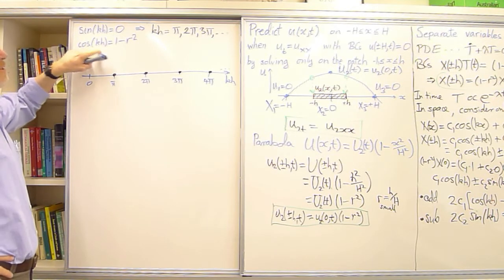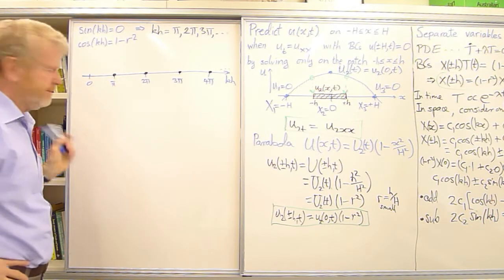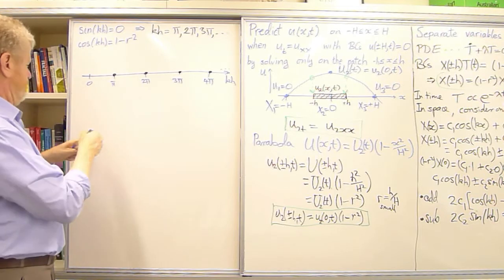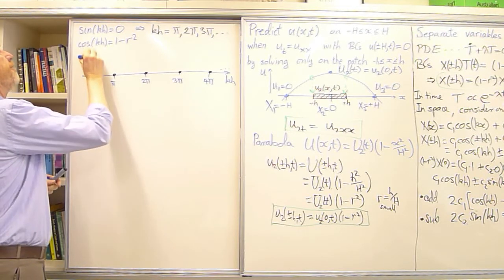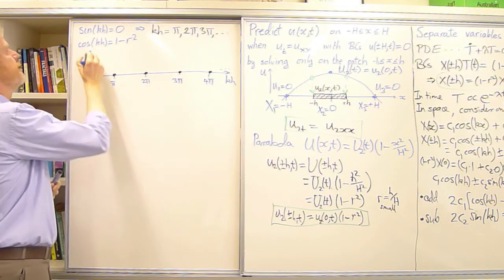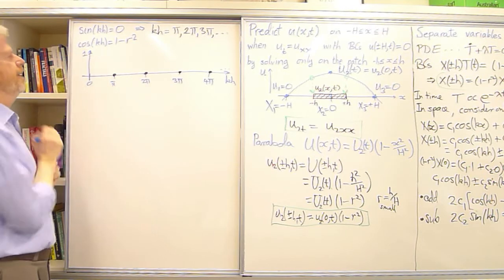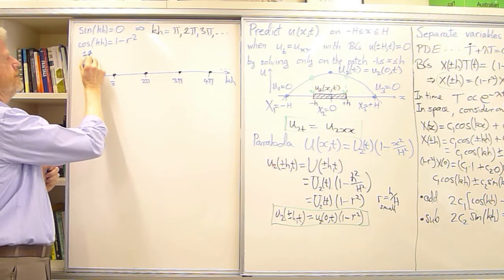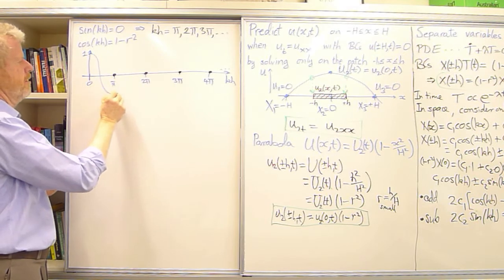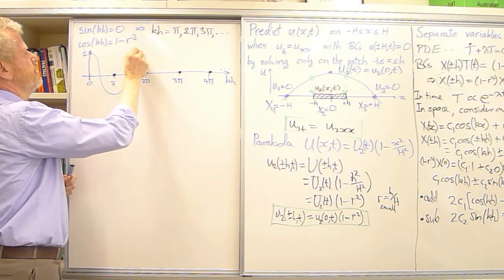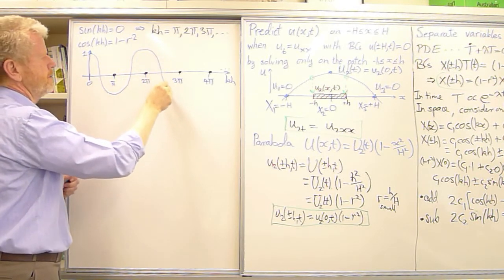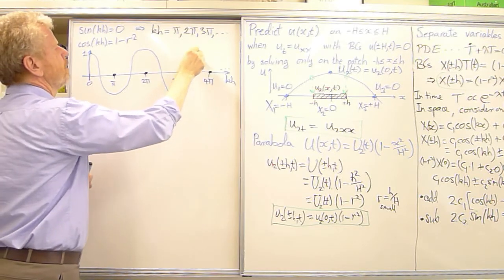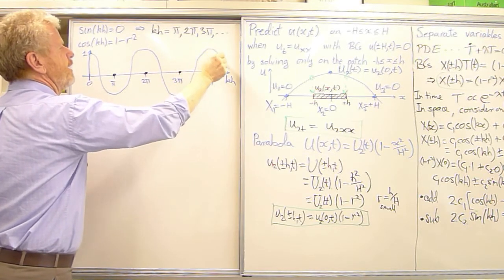Now, what about the case cos kh equals 1 minus r squared? Well, let's draw a graph of cos kh. It starts at 1 and oscillates. It goes down to minus 1 at pi, plus 1 at 2 pi, minus 1 at 3 pi, plus 1 at 4 pi, and so on.